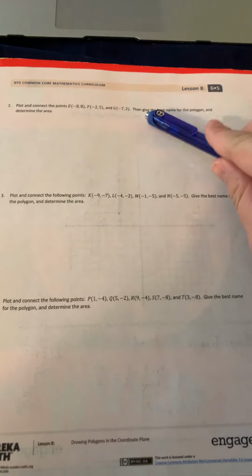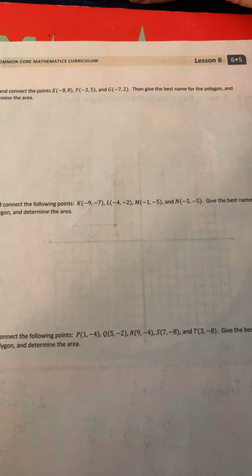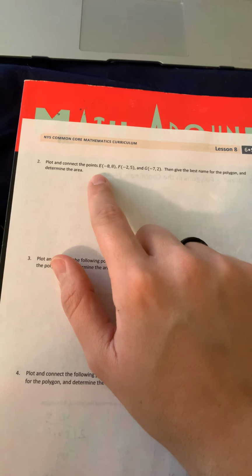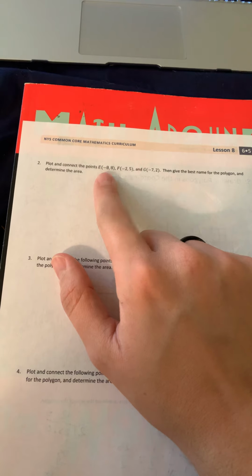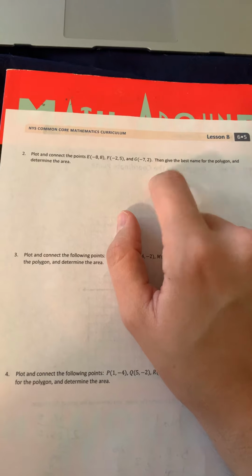These back three also go with this coordinate plane, so we're going to be flipping back and forth. So here we go. I have this very page here in my computer, so I'm going to be flipping it and reading it. Plot and connect the points. We're going to do the same thing. Point E, point F, and point G. Then give the best name for the polygon and determine the area.